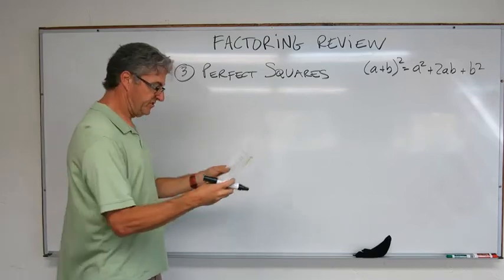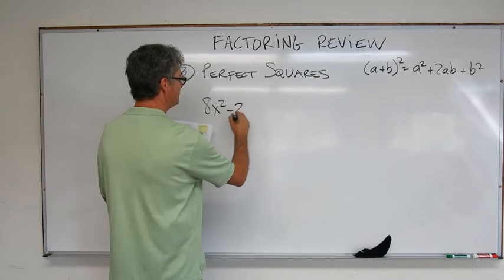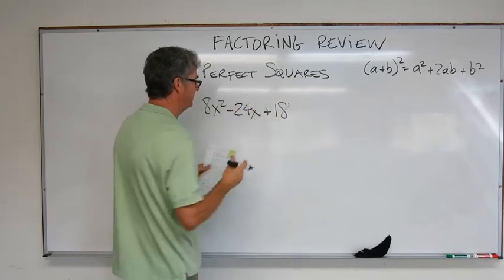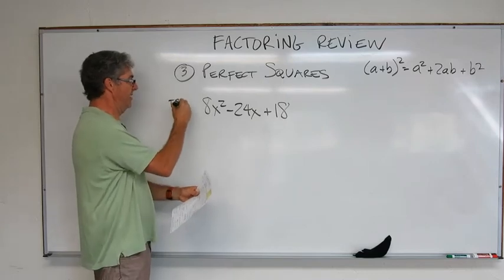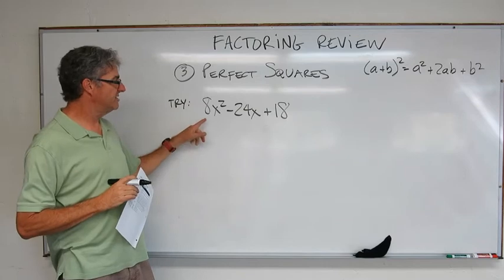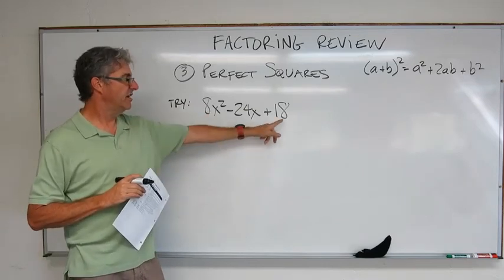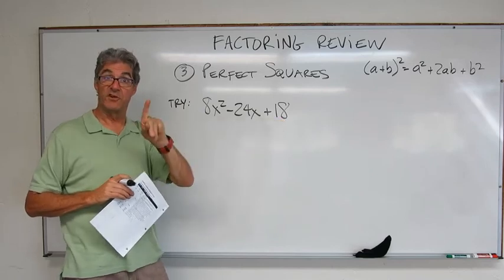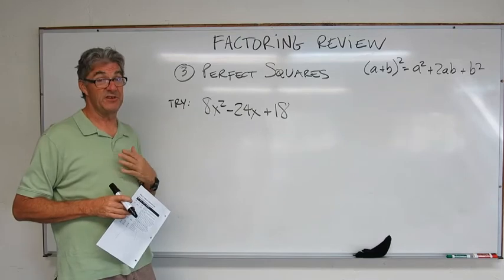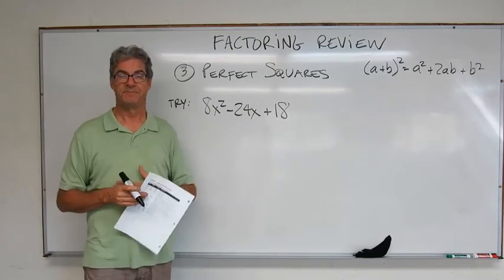Okay, let's try this one. 8x squared minus 24x plus 18. This is a tricky one. Before you pause the video, let me give you a hint. You're going to notice that you can't write 8 as a square, nor can you write 18. So your first step, as with most all of these problems, should be to see if there's a GCF you can take out first. So pause the video, give it a shot.